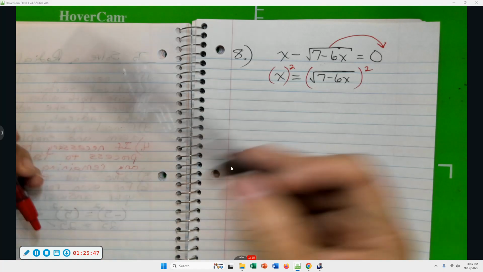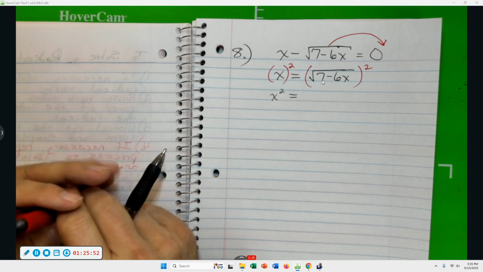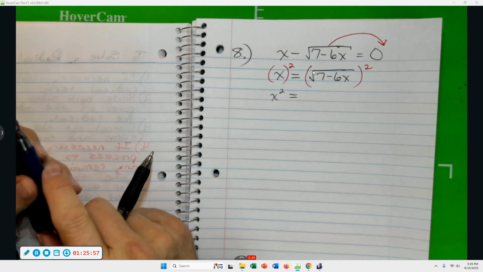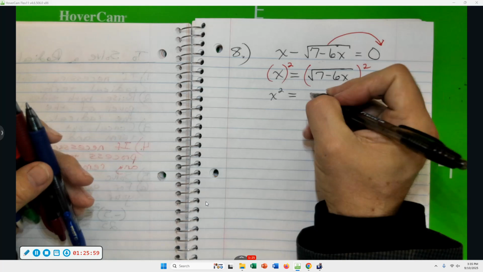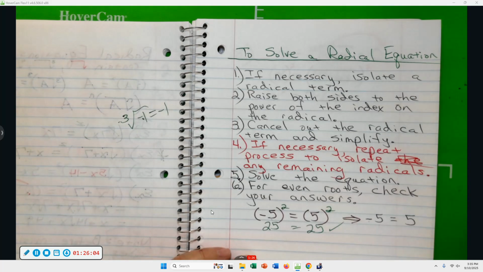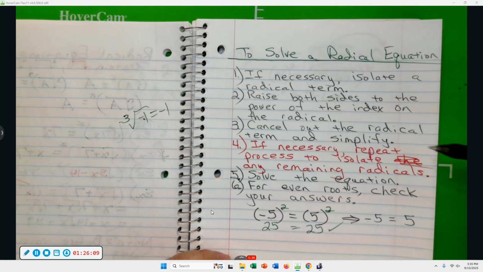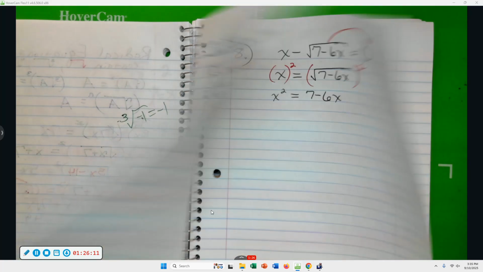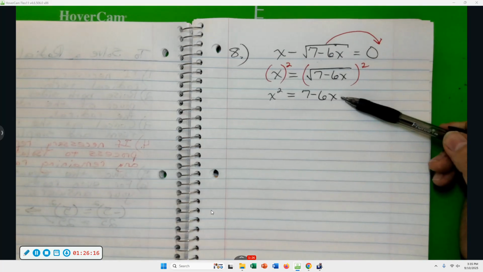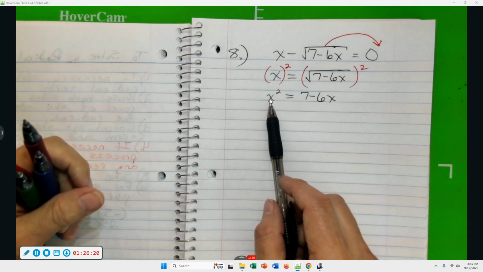So the left side is just x squared equals, what about on the right side? What's the right side going to reduce to? 7 minus 6x. Okay, we've eliminated the radical term. We've gone through: isolate the radical, raise both sides to the power, cancel out the radical term and simplify. That's what we've just done there. Now we're ready to solve this equation. This equation is quadratic. That means we need to get it set equal to 0.